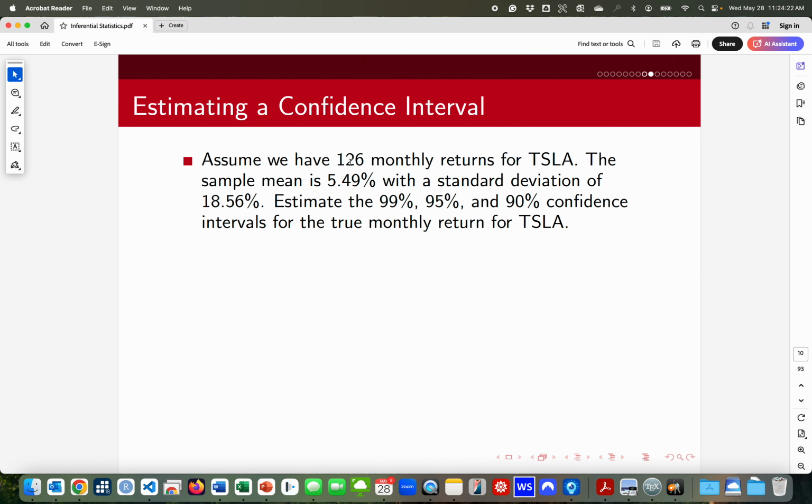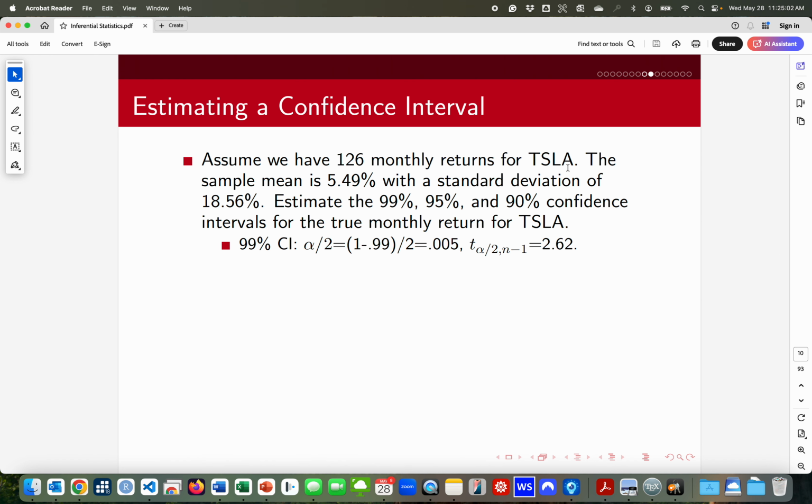So let's assume we have 126 monthly returns for Tesla. The sample mean is 5.49%, so that's the average return in the sample of 126 monthly returns. And the sample standard deviation is 18.56%. We want to estimate the 99, 95, and 90% confidence intervals for the true monthly return for Tesla. So this is just the return in the sample. This is the standard deviation in the sample. And based on this sample size of 126, we want to construct an interval that we think contains the true value, not the sample mean, the true mean.